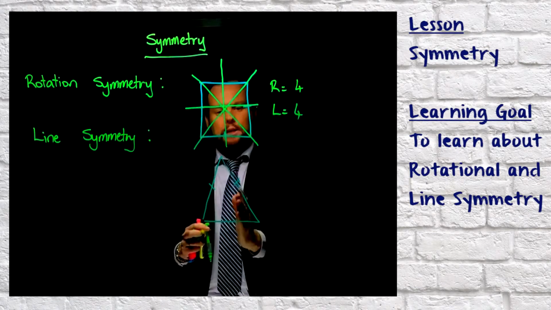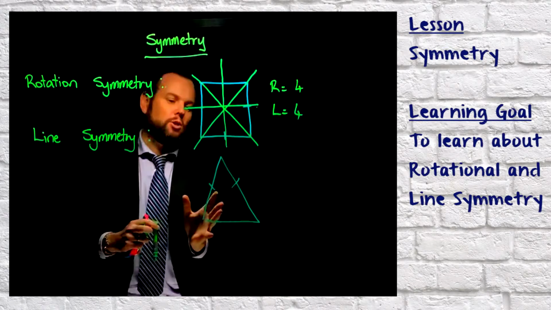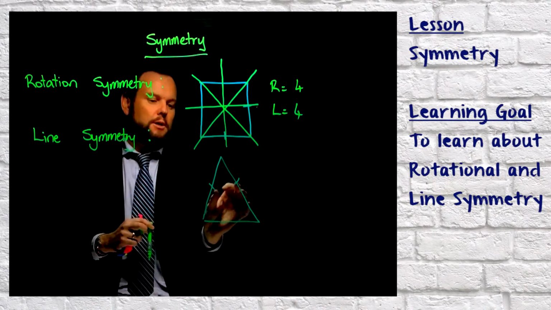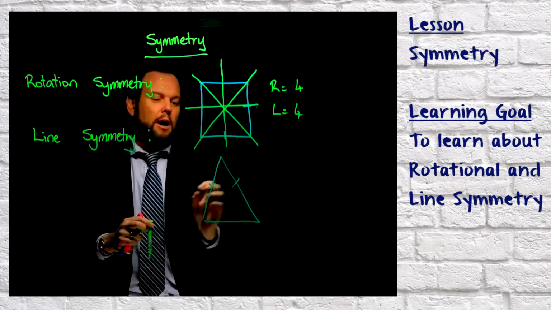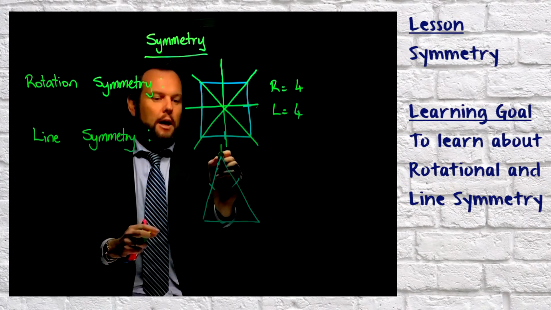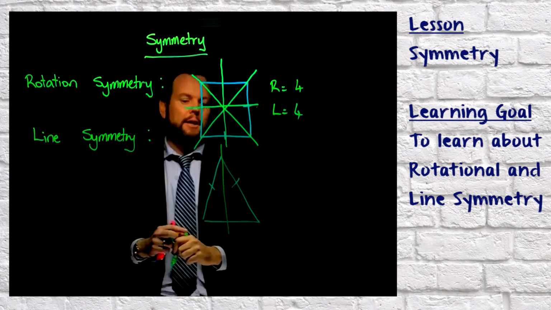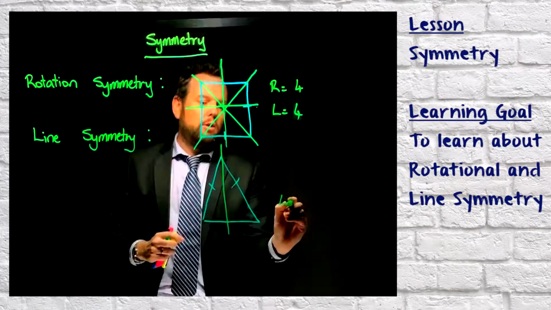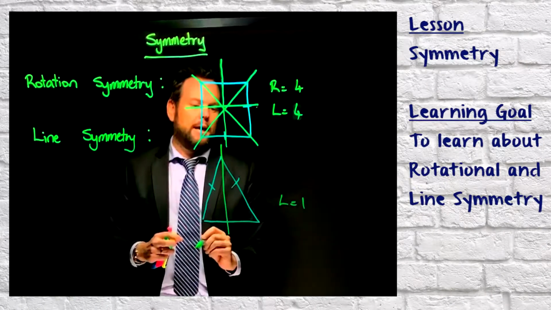So if we jump down here to our triangle, this isn't an equilateral triangle, it's an isosceles triangle. That means that these two sides are of the same length. We can have one line symmetry like that, and that's it. So it would have a line symmetry of 1.